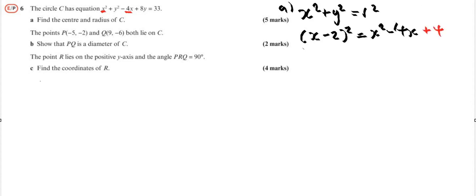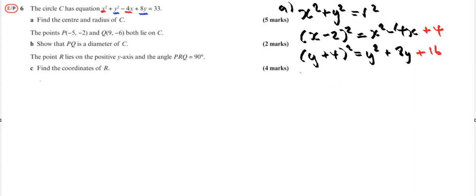Then for y, I've got y squared and plus 8y. So I must have y plus 4 squared, because that will give me y squared plus 8y. And again, I get an extra term generated at the end of 16.